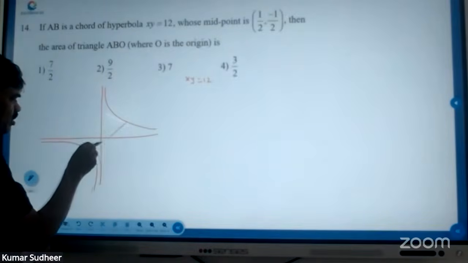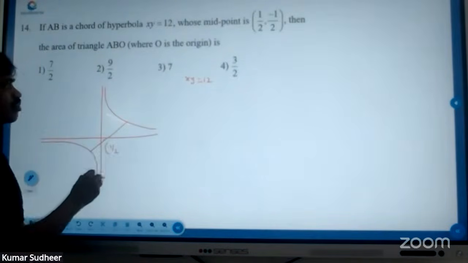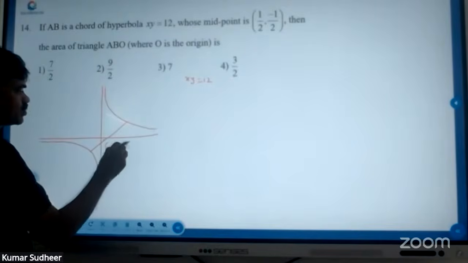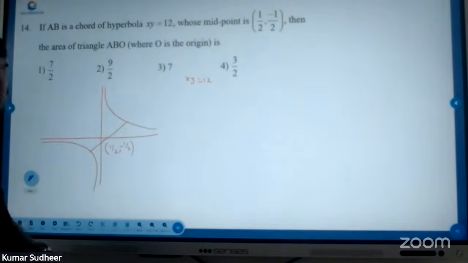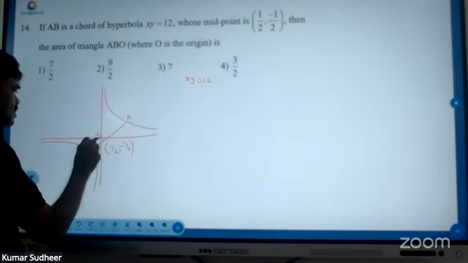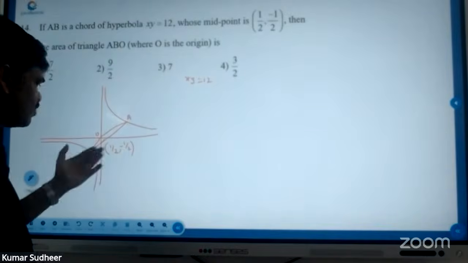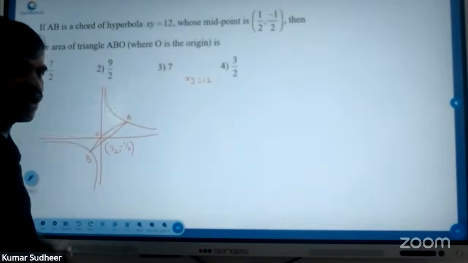AB is a chord and the midpoint is this. So here we have a midpoint. Let us say this is the midpoint, this point is nothing but 1 by 2 comma minus 1 by 2. The midpoint is given. The area of this triangle they asked. So basically we have to find out A and B. The midpoint of the chord is given.